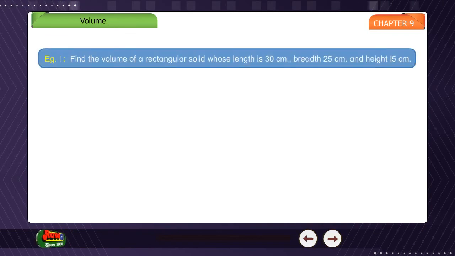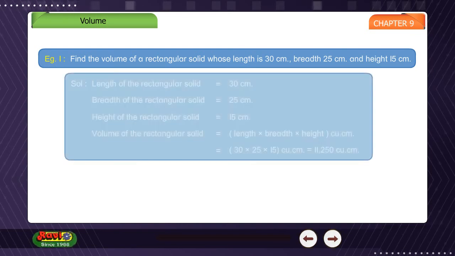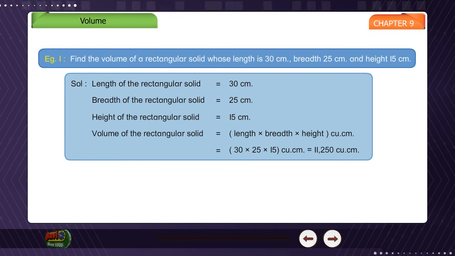Example 1. Find the volume of a rectangular solid whose length is 30 centimeters, breadth 25 centimeters and height 15 centimeters. Solution. Length of the rectangular solid is equal to 30 centimeters. Breadth of the rectangular solid is equal to 25 centimeters. Height of the rectangular solid is equal to 15 centimeters.